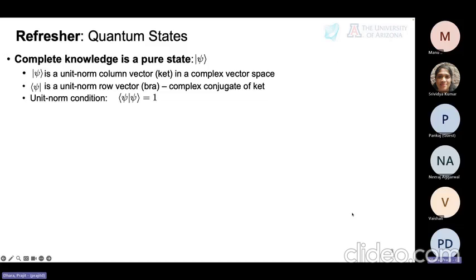Refresher on quantum states. When you have complete knowledge of some quantum state, we call it a pure state psi. The state itself is generally something that can be treated computationally as a column vector. It's unit norm, and its conjugate, or the bra in the Dirac notation, is a unit norm row vector. And your unit norm condition, or normalization condition, the integral of mod psi squared over all free variables equal to one, is given as the inner product of psi with psi equal to one.